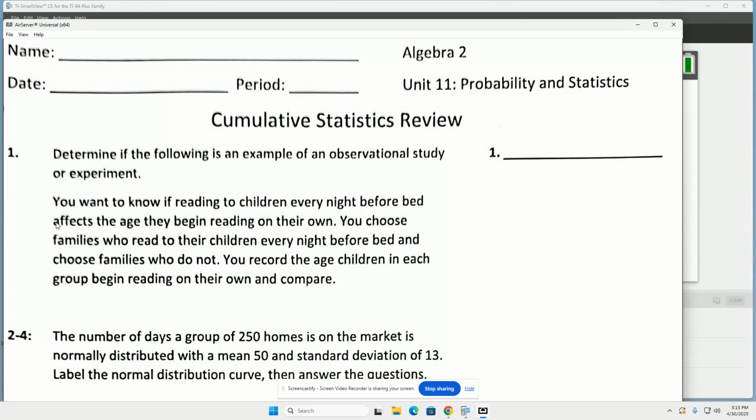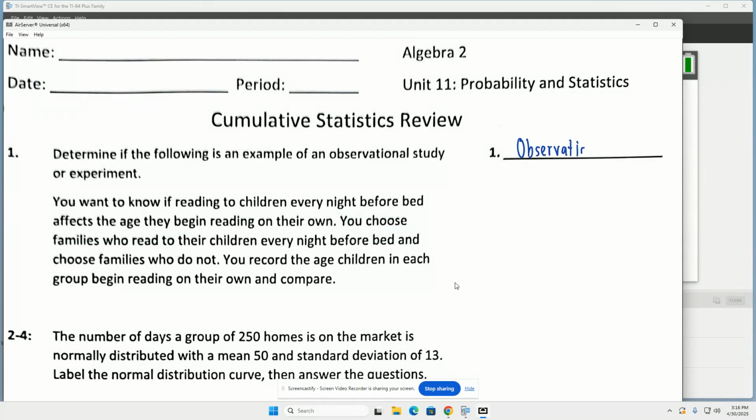So here's what we got. You want to know if reading to children every night before bed affects the age they begin reading on their own. You choose families who read to their children every night before bed, and you choose some families who do not. You record the age children in each group begin reading on their own, and you compare. All right, so clearly this one is an observational study.